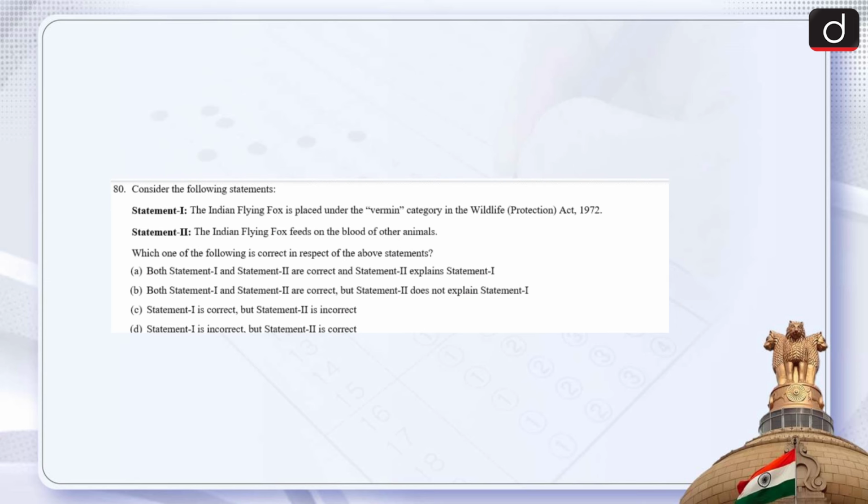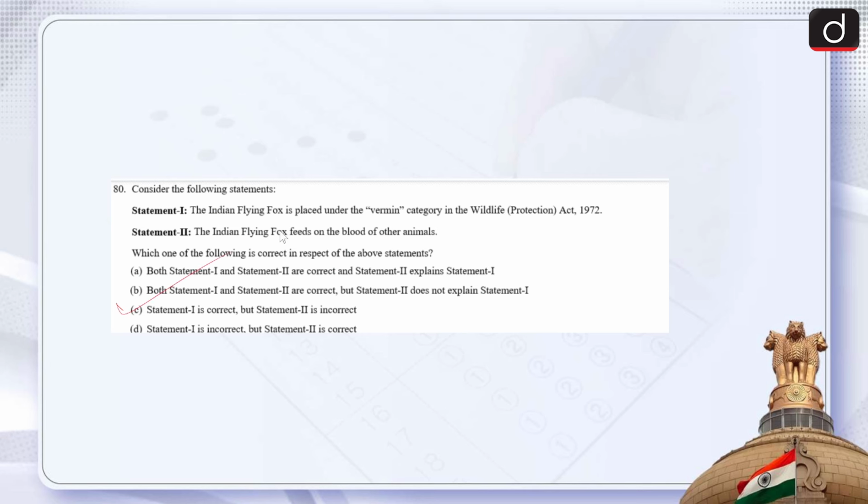Consider the following statements. 1. The Indian flying fox is placed under the vermin category in the Wildlife Protection Act 1972. 2. The Indian flying fox feeds on the blood of other animals. Which one of the following is correct in respect of the above statements? Both statements 1 and 2 are correct, and statement 2 explains statement 1. Both statements 1 and 2 are correct, but statement 2 does not explain statement 1. Statement 1 is correct, statement 2 is incorrect. Statement 1 is incorrect, but statement 2 is correct. And here the answer is C.